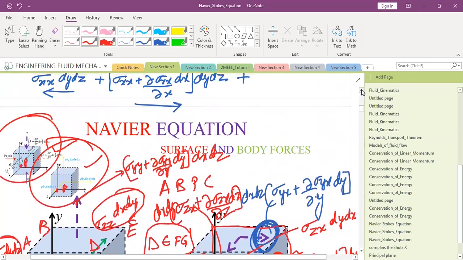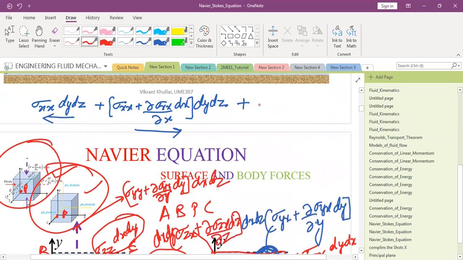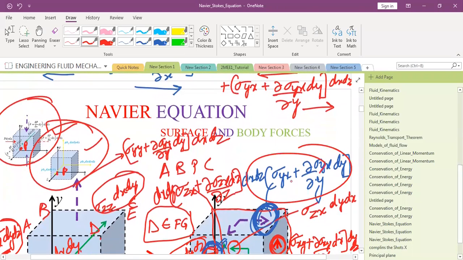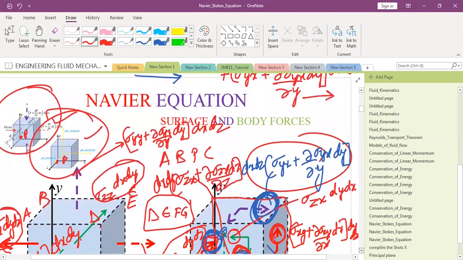So I have all forces. So I am writing down here now. There was one force, sigma yx into dx dz, that was in the negative direction, I think. Then sigma yx plus curly sigma yx by curly y dy, dx dz. This was in the right direction. So I am done with this term. I am done with another term.